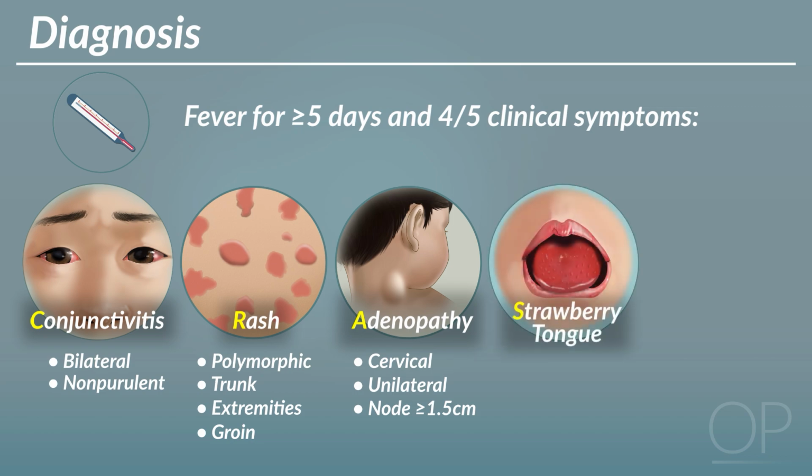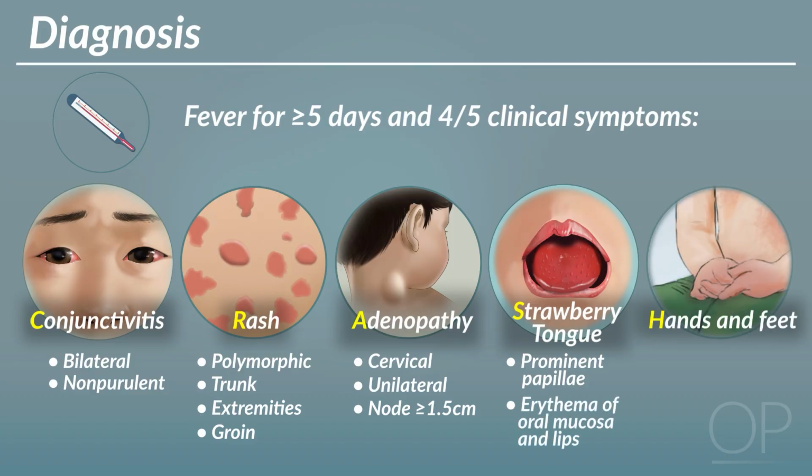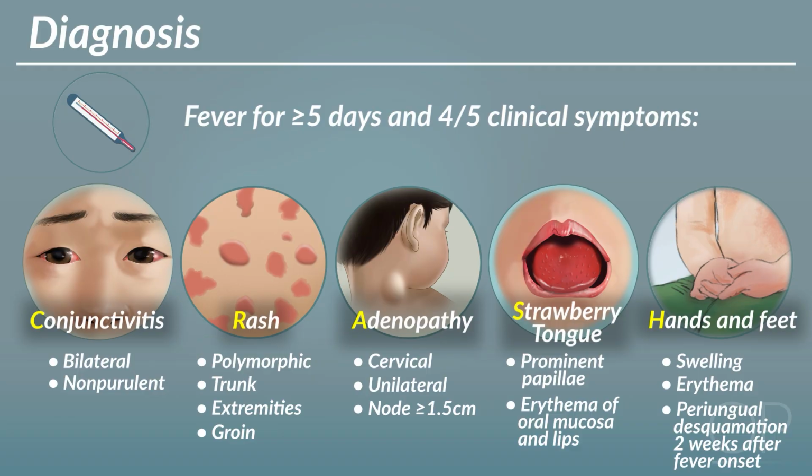Strawberry tongue, or erythema of the tongue with prominent papillae, as well as erythema of the oral mucosa and lips. Changes in the hands and feet, which may include swelling and erythema in the acute illness. Periungual desquamation occurs 2 weeks after fever onset.